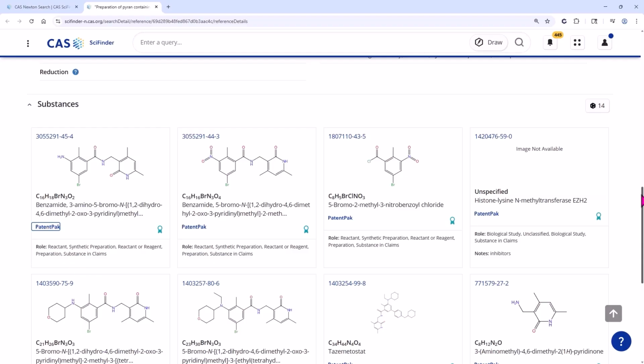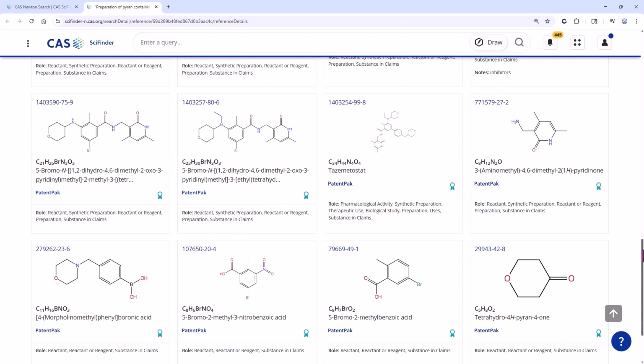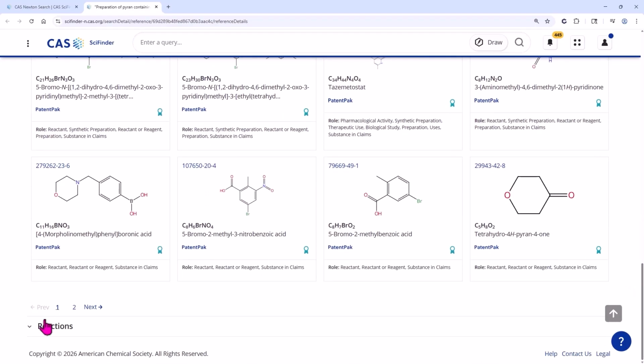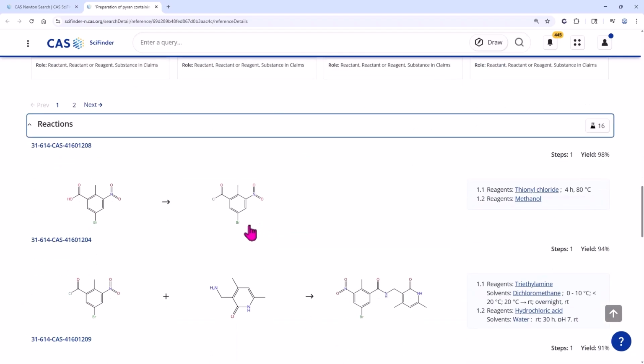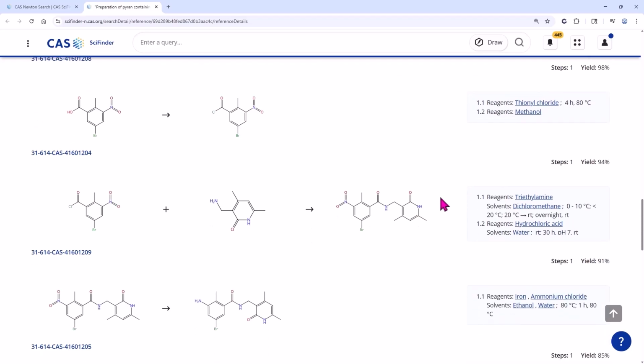Going back to our bibliographic record here, we also have reaction information. Of course, this reaction information is what informed the details that Newton gave to me. So when Newton described a three-step synthesis that included condensation, reduction, and an amination, this is influenced by the reactions that we see associated with this bibliographic record.